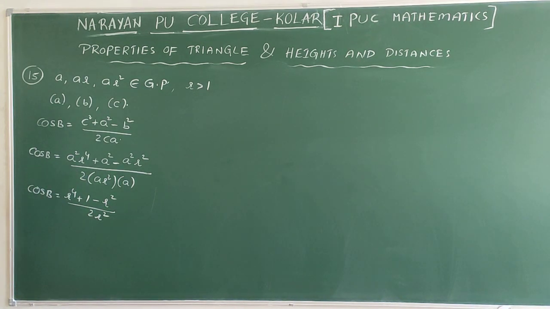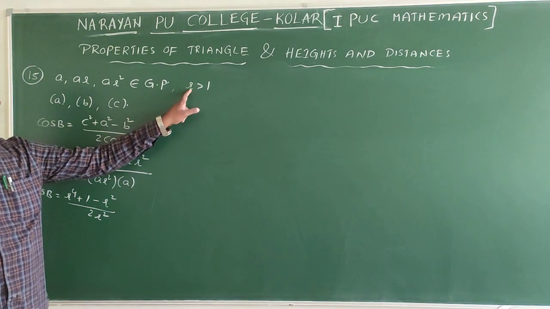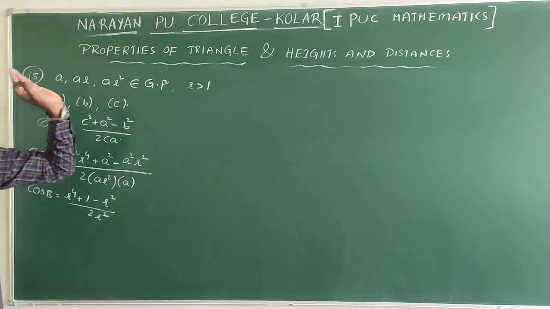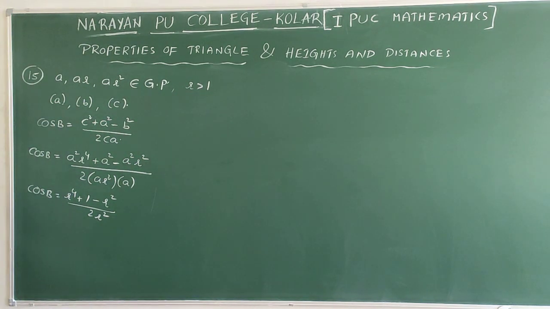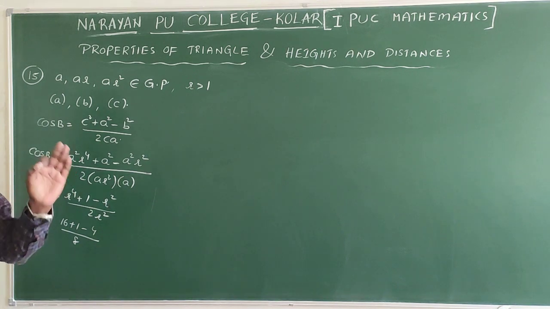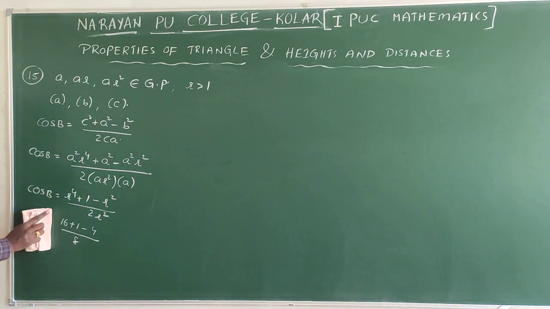Now for this value, if you take R value more than 1, I am taking 2. Just substitute: 2 power 4 is 16, plus 1, minus 2 square which is 4, by 2 into 2 square which is 4, into 2 is 8. Now this is 17 minus 4, 13 by 8, that is nothing but 1 point something. 1 point something means more than 1 by 2, because the condition is given.